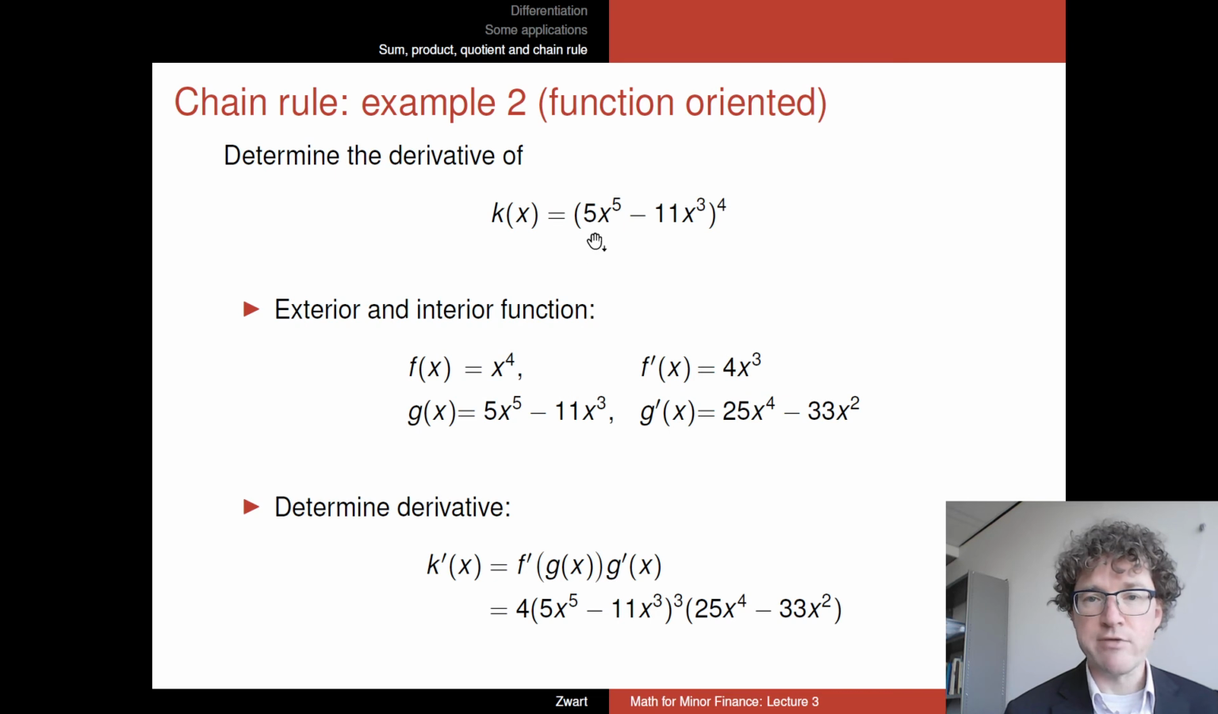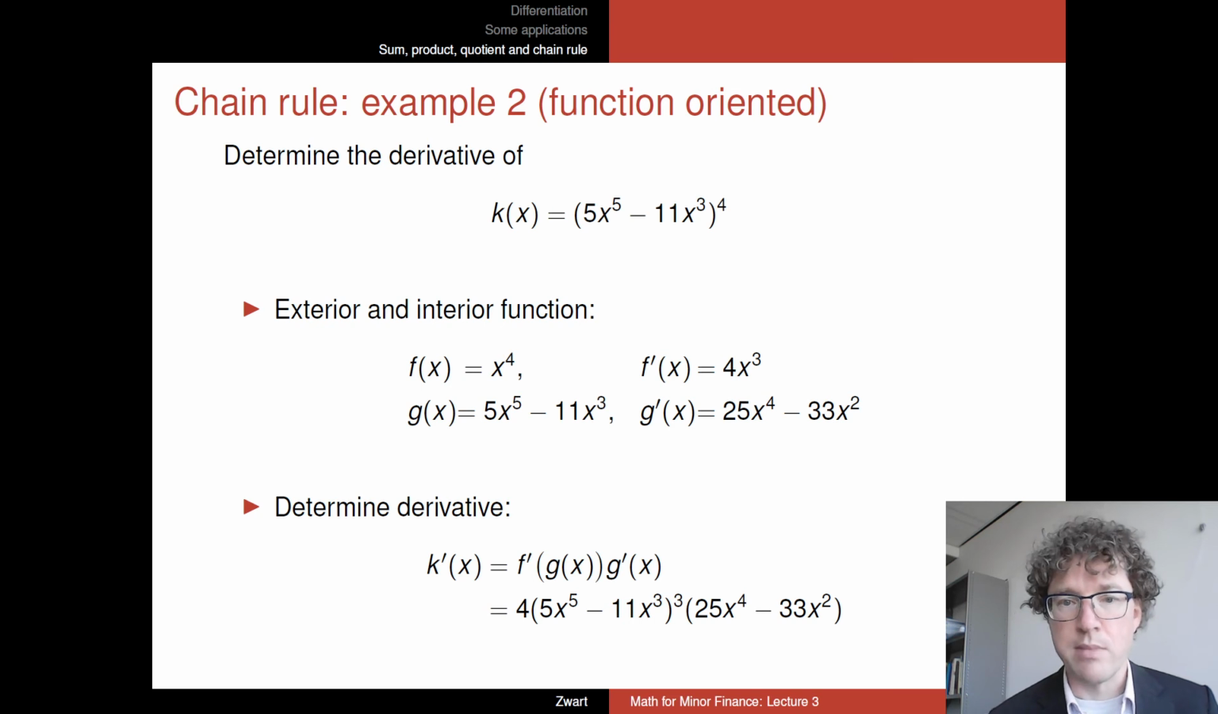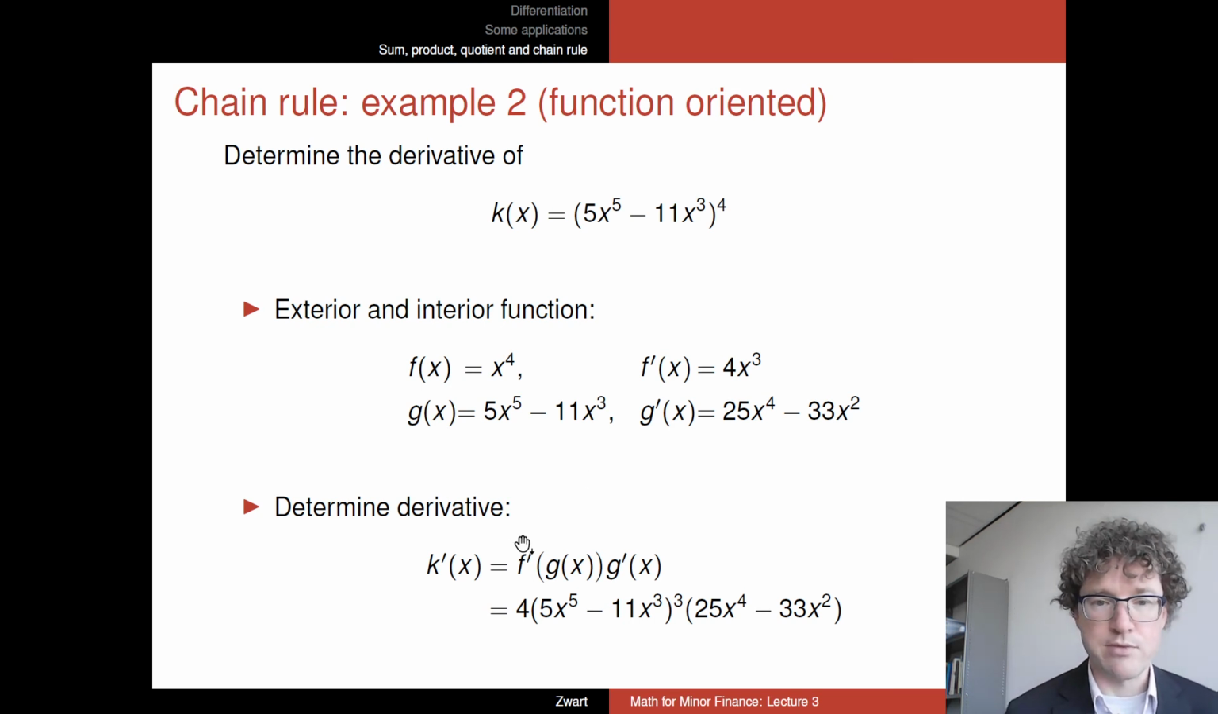And the interior function, the stuff that we will do first, is going to be called g of x, and that's 5 times x to the 5 minus 11 x cubed. And again, we can compute the derivative of that function as 25 x to the 4th minus 33 x squared. So we're going to now compute the derivative over here.